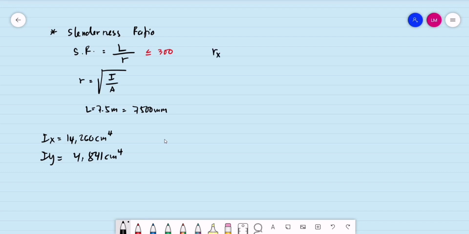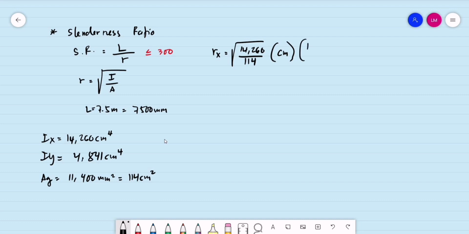So the radius of gyration for the x-axis is the square root of I, this is 14,260, over the area. Again, the area of our chosen section is 11,400 square millimeters, or in centimeters, that is 114 square centimeters. So divided by 114. If you observe the units, the unit of this term will be in centimeters, since that is radius. So to be multiplied by 10 mm to 1 cm.